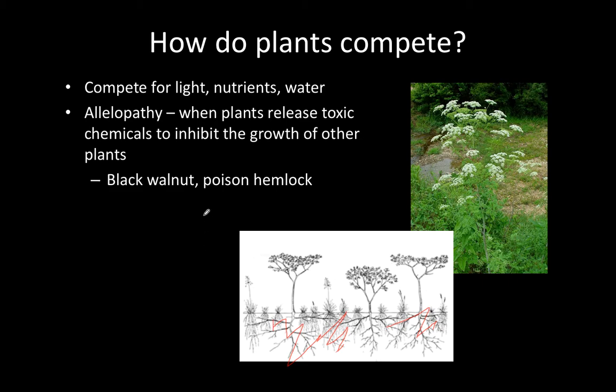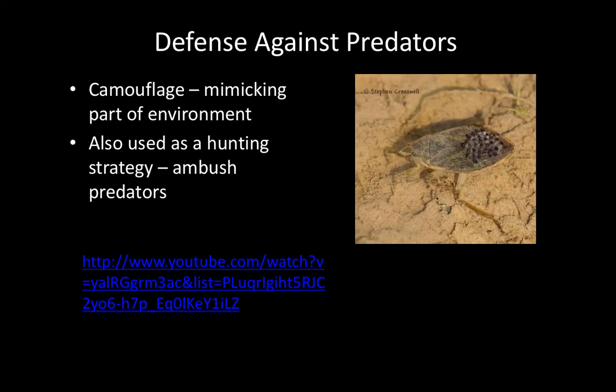Black walnut does that, and a number of other trees and plants do that to limit competitors from being in that area and taking their nutrients, especially when their seeds are going to be dropped locally. They can prevent other species from being in there, but not prevent their own offspring from being in that area.